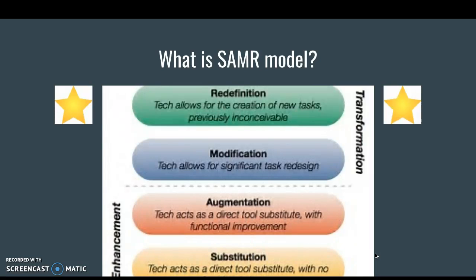Quick brief description about what the SAMR model is. There's the substitution level, which is the lowest level, augmentation, and those two levels are in the enhancement. Then moving up the SAMR model, there's the modification and the redefinition level, and that's the transformation. I put stars here because this is what teachers want to strive for. They want to try and implement technology at the redefinition level.